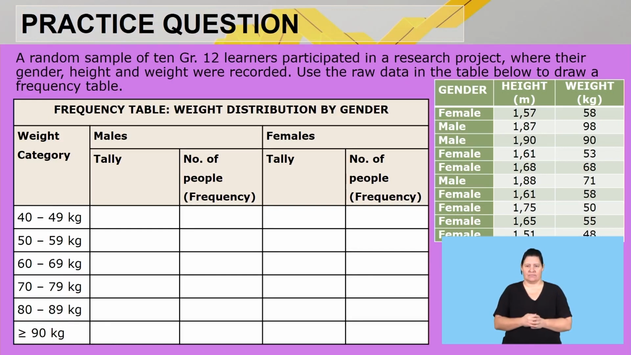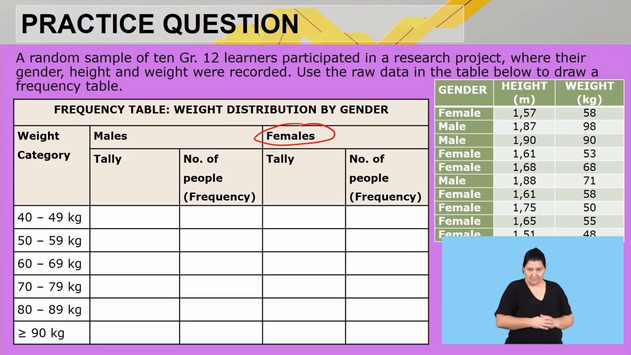Right, now looking at our frequency table, there's our weight categories, then the tally, thereafter the number of people, the frequency, that is for our males, and then on your right-hand side, we have also the tally, and then the frequency for the females. Okay, now important, guys, remember, you must be able to work with more than one data set.